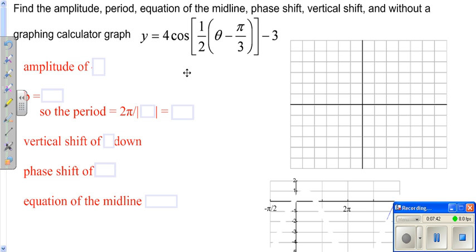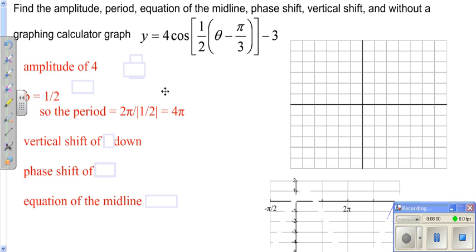So let's go ahead and find our amplitude here. Remember, amplitude's absolute value, what's in front, so we know that's going to be 4. Our b value is 1/2. So our period is going to be 2 pi over 1/2. Instead of dividing by a fraction, you multiply by 2, so you get 4 pi.